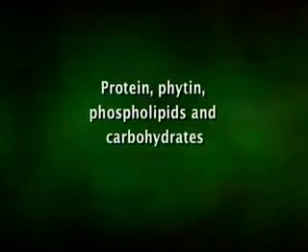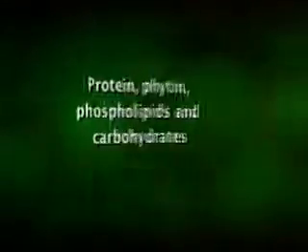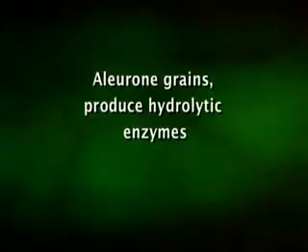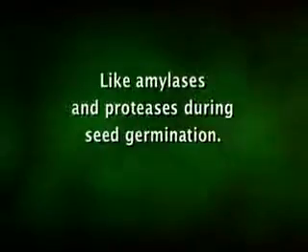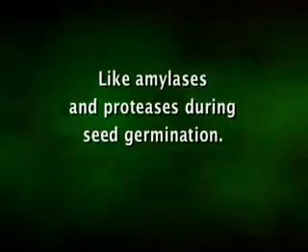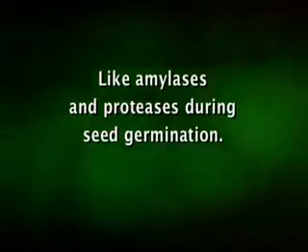embryo. In cereal grains, the outermost layer of endosperm is known as aleurone layer. The cells of the aleurone layer contain aleurone grains which are bound by a unit membrane. Apart from being a storehouse for important nutrients like proteins, phytin, phospholipids and carbohydrates, aleurone grains produce hydrolytic enzymes like amylases and proteases during seed germination.